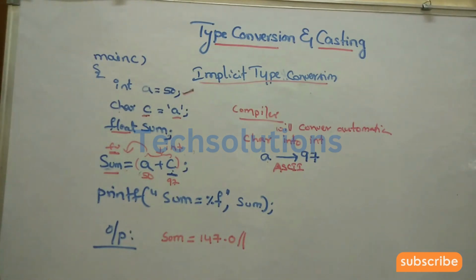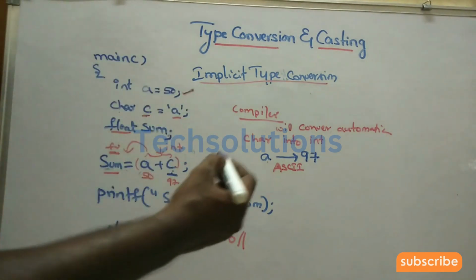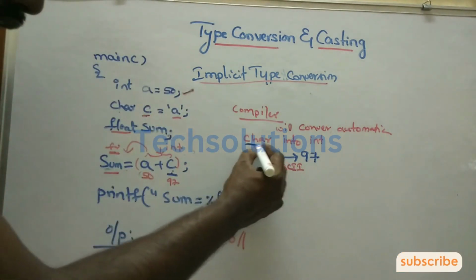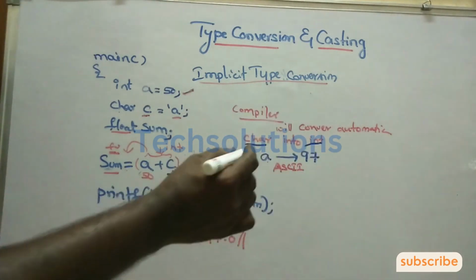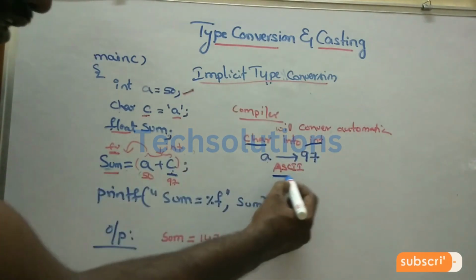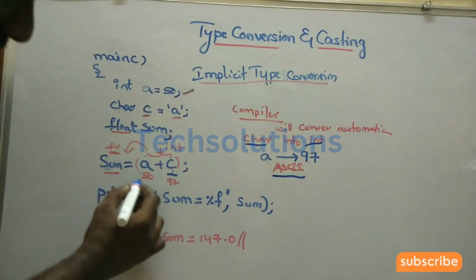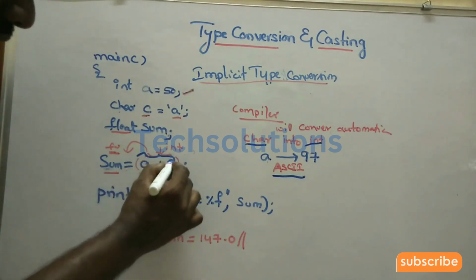Clear how we can convert implicitly from one type into another type? The system converts automatically from one data type into another type, right? So we convert from the lower type, a character, into integer, right? It is converted based on the ASCII value. And again here also we can convert, since these two are integers.